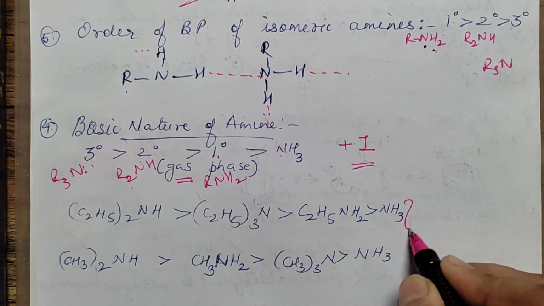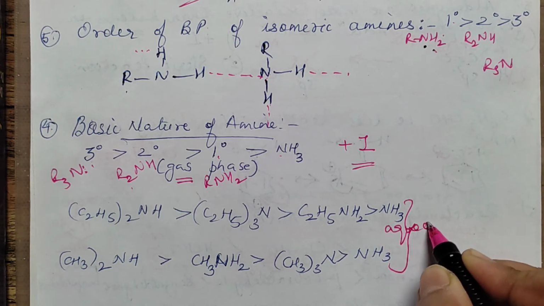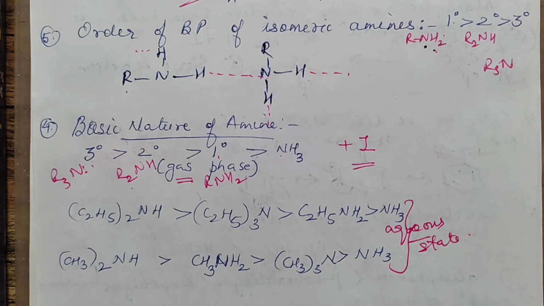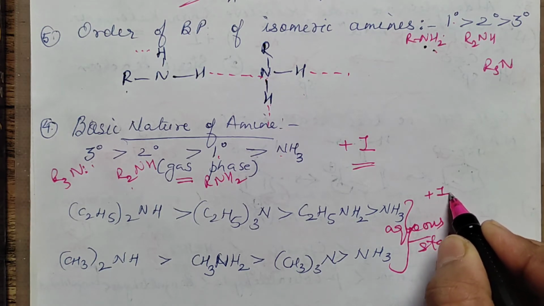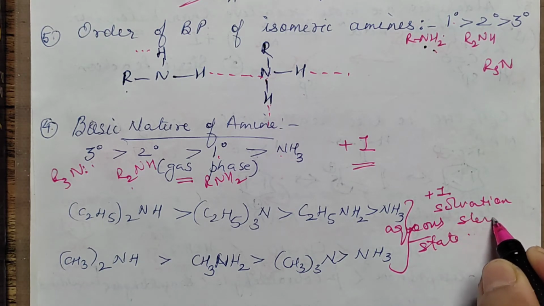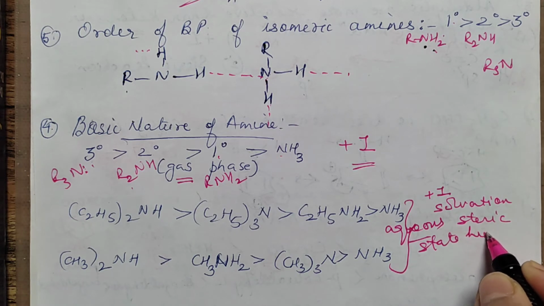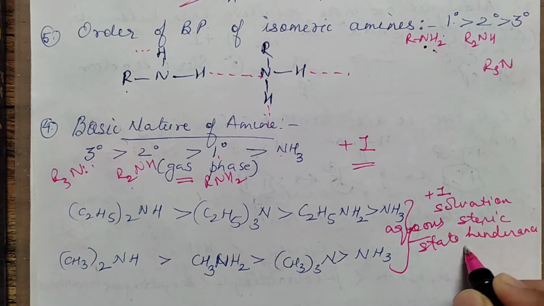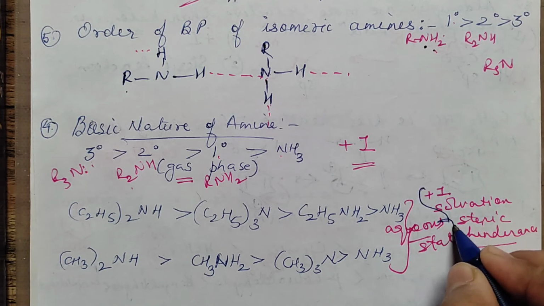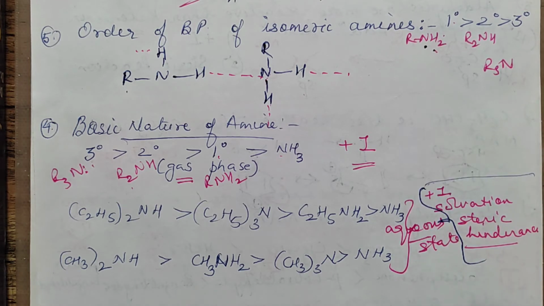Now, this is in the aqueous state. Okay, so for aqueous state, the order you will remember like this. There are actually 3 factors which are affecting the solubility, the basic nature. One is inductive effect, of course. The second is solvation. The third is steric hindrance. For details, please watch my previous videos which I have shared with you. Okay, but otherwise I'm telling you, these are the 3 factors which are useful to decide the basic nature.